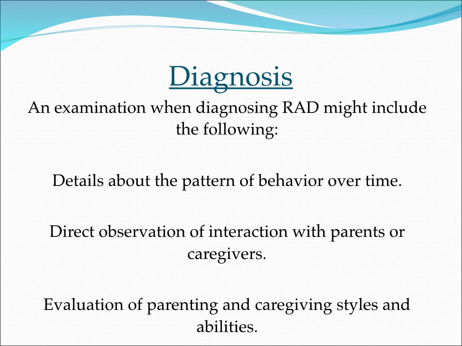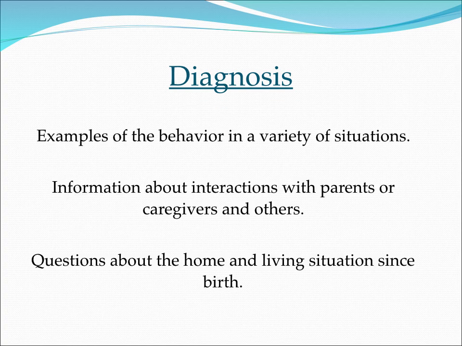Many times there will be an evaluation of parenting and caregiver styles and abilities. Doctors might look for examples of the behavior of the youth or child in a variety of situations. Doctors will also ask for information about the interactions with parents or caregivers and others. And finally, when diagnosing reactive attachment disorder, there may be questions about the home and living situation since birth.